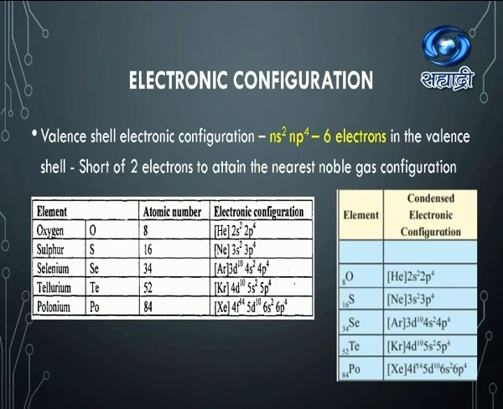So if the nth shell is the outermost shell, then the general valence shell configuration can be written as ns2np4. And so 6 electrons are present in the outermost shell. So they require just 2 electrons to complete the octet.